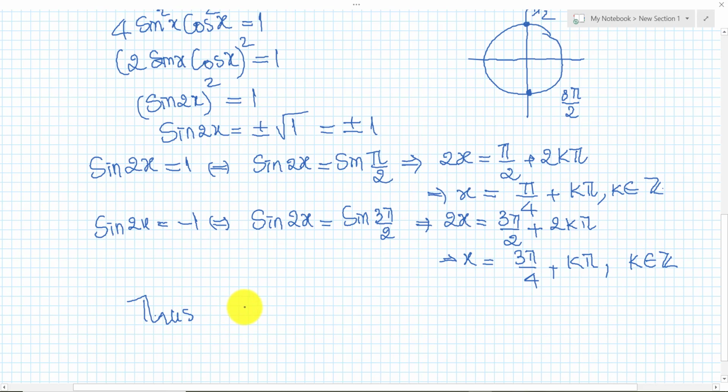So x equals pi/4 plus k pi, and x equals 3 pi/4 plus k pi, where k is an integer, is our solution.